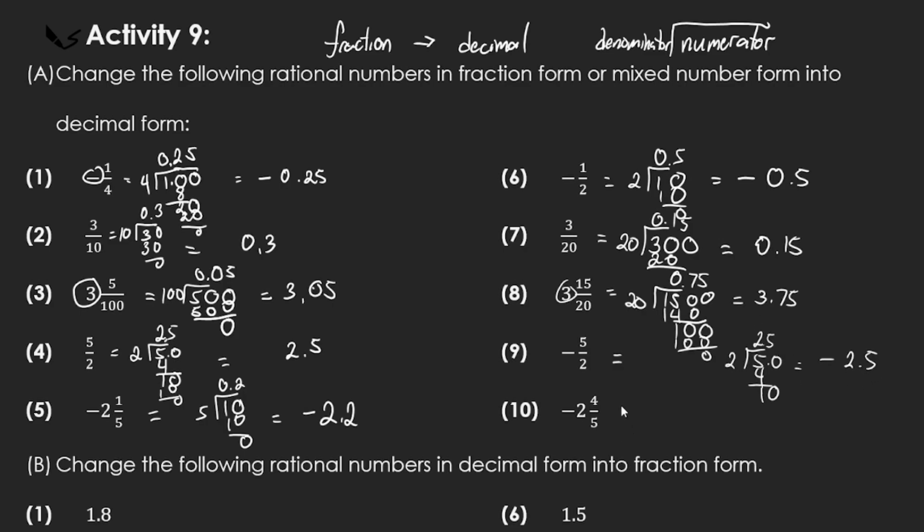There you go. Lastly, we have number 10, negative 2 and 4/5. So we have 4 divided by 5. Let's leave the negative 2 for later. How many 5's are there in 4? There's none. Let's add a 0. How many 5's are there in 40? There's going to be 8. 8 times 5 is 40, and we have no more remainder. So this one is simply negative 2 plus 0.8.